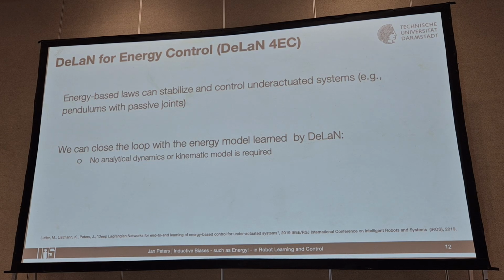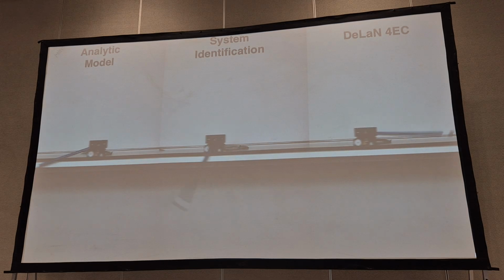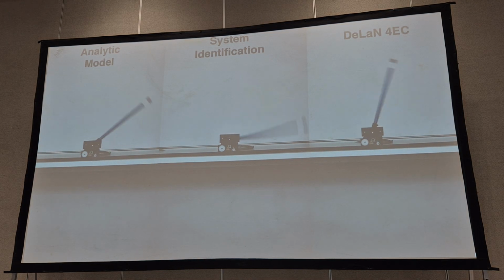Then you can employ the energy which you're getting out of these Lagrangian neural networks, and you can apply that directly to control underactuated systems. In this case, for example, pendulums with one passive and one active joint. And you can close the loop, just give it an energy-based control law completely based upon the Lagrangian neural networks.